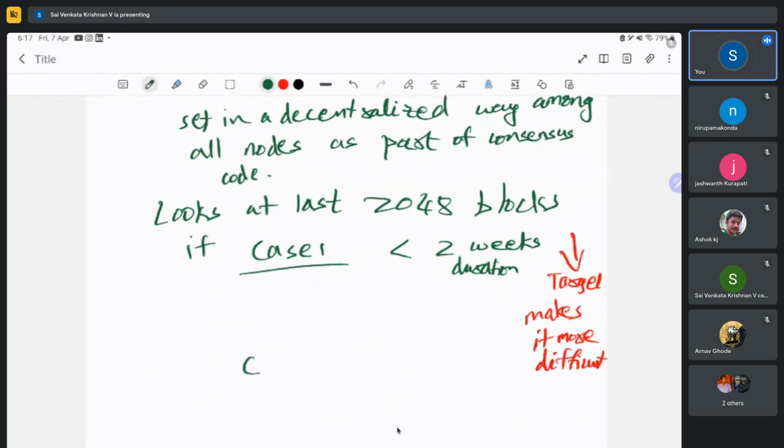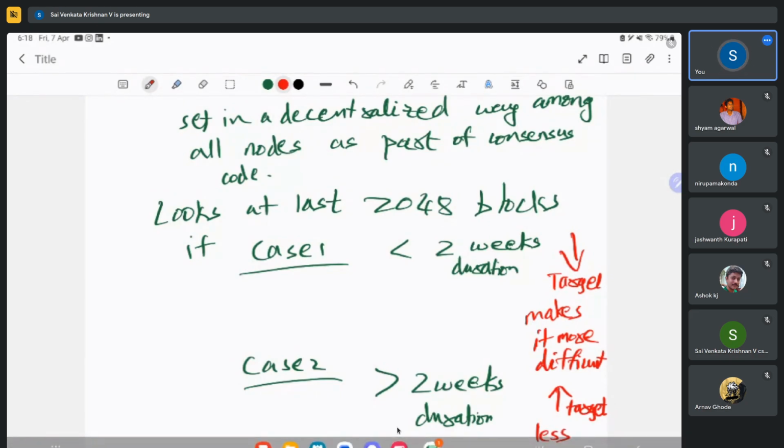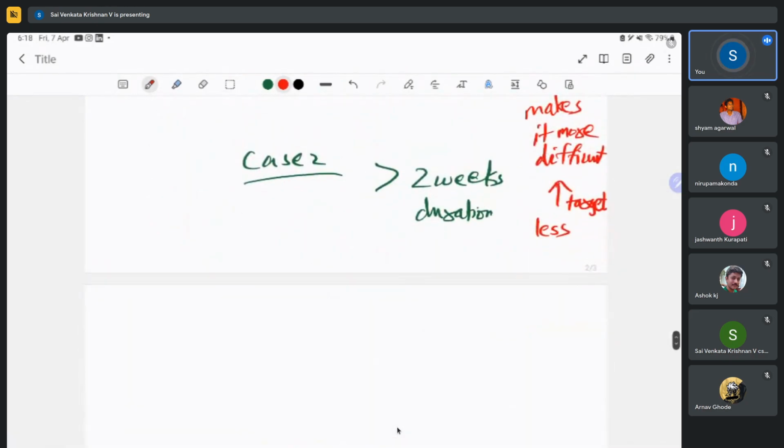And case 2, if it takes more than 2 weeks for the last 2048 blocks to get generated, it means that the difficulty has been too high, and Bitcoin's goal of achieving one block every 10 minutes is not being fulfilled. So if it's more than 2 weeks duration, then your target is increased. Your target increases, which means it becomes less difficult, so you can easily find the nonce.